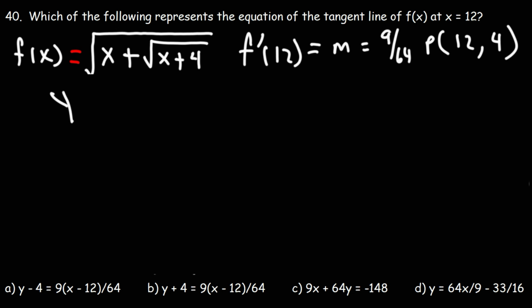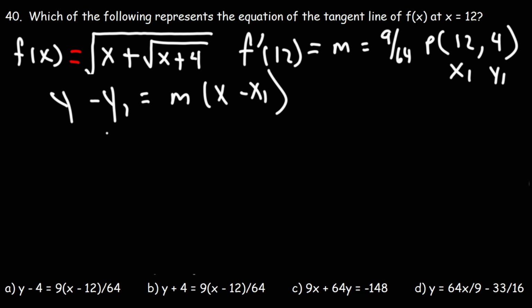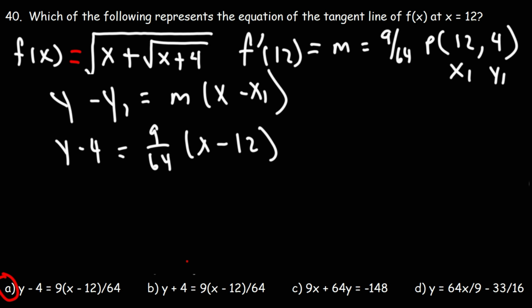So now, using the point slope formula, we can write the equation of the tangent line. So this is x1 and y1. y1 is 4, the slope is 9 over 64, and x1 is 12. Notice that this corresponds to answer choice A. We have y minus 4, 9 over 64 is in front of x, and we have x minus 12 next to that. So that's going to be the answer.